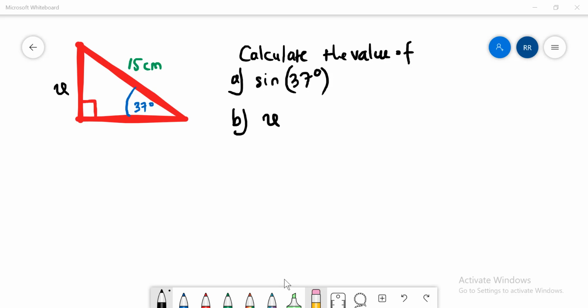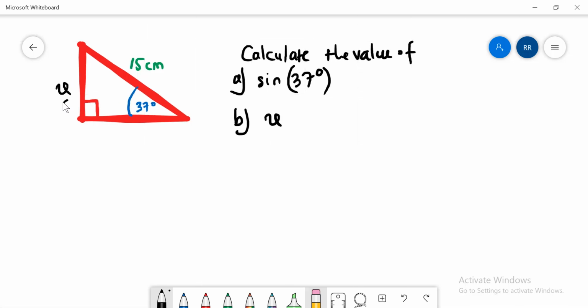Okay, so here is another example. We have a right angle triangle, in which this side here is x, this side is 15 centimeter, and this angle here is 37 degree. So the question for A is calculate the value of sine 37 degree. So again, if the question just asks you to find the value of sine, cosine, or tangent of an angle in which the angle is known, you can use your calculator to find the value of that sine, cosine, or tangent. So in here we have sine 37.